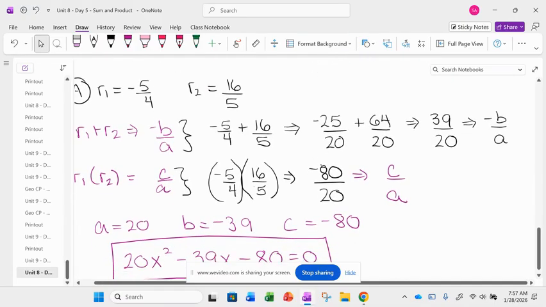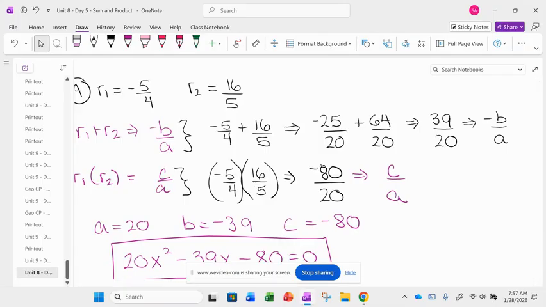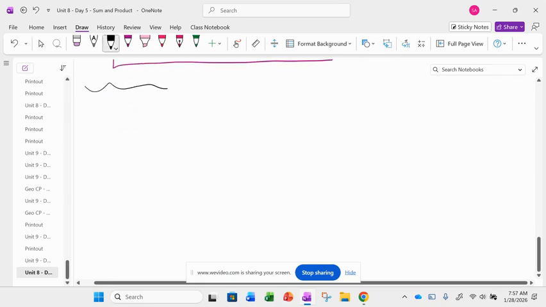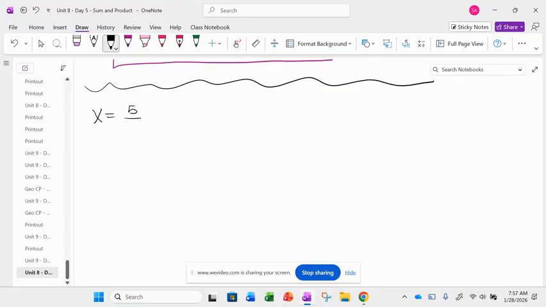How else could I have gotten this quadratic equation if I didn't know sum and product? Charlie? You could have made x equal each of those roots and then like FOILed them. Yeah, we could have set, so root 1 was negative 5/4, and root 2 was 16 over 5. We could have set them each equal to x and worked backwards to get our factors. Now, if I'm going to get my factors, would it just be x plus 5 over 4? No, what was I saying last class? What do we have to do?